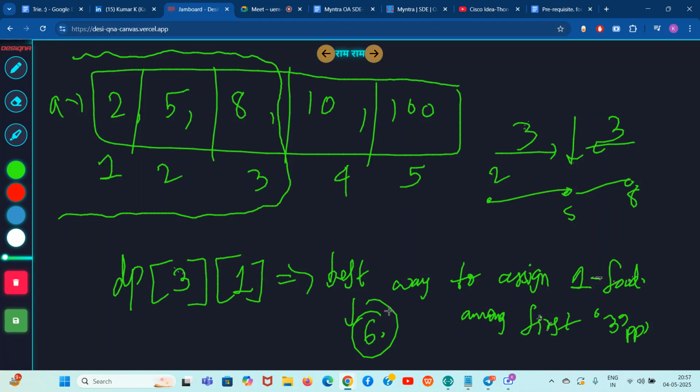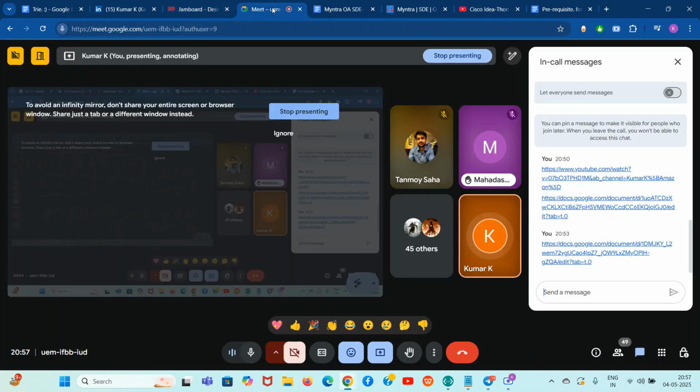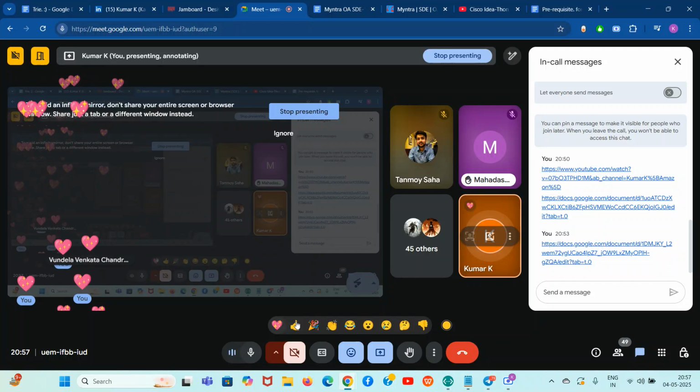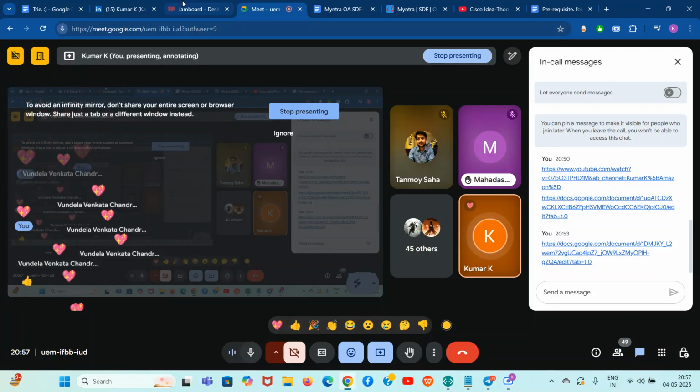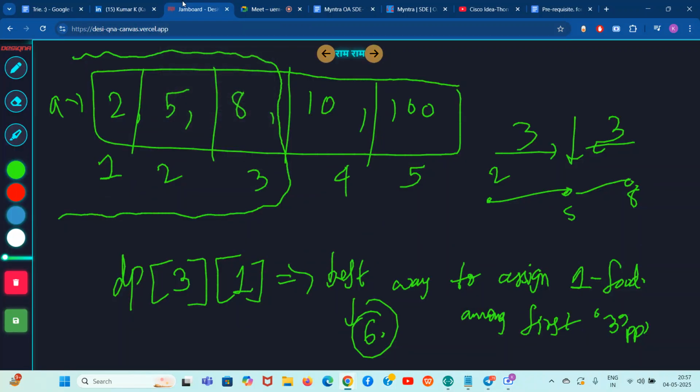dp[i][j] means the best way to feed the first i people such that j foods were given there optimally. Okay, you understand these things, guys? Everyone react with emojis. This is a very deep concept going on here now. Okay, so you all understood.